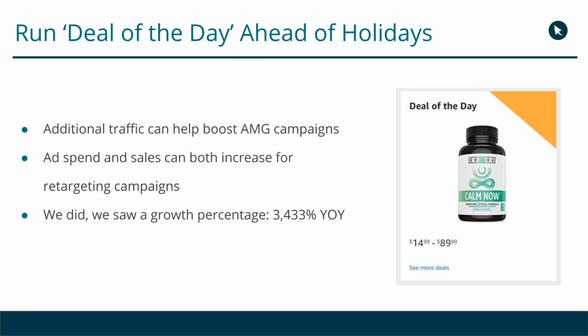So if you're running deal of the day before holidays, we did see a growth percentage of about 3,433% year over year. It can also both increase spend and sales in regards to your retargeting campaigns you may have out there. So if you're on the AAP platform, or I believe it's Amazon DSP. Yeah, demand side platform. Yep. If you're running any sort of retargeting ads off of Amazon, you will likely see an increase in spend and sales both there.